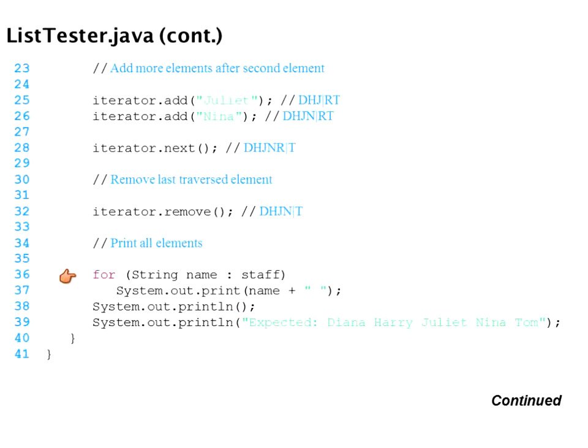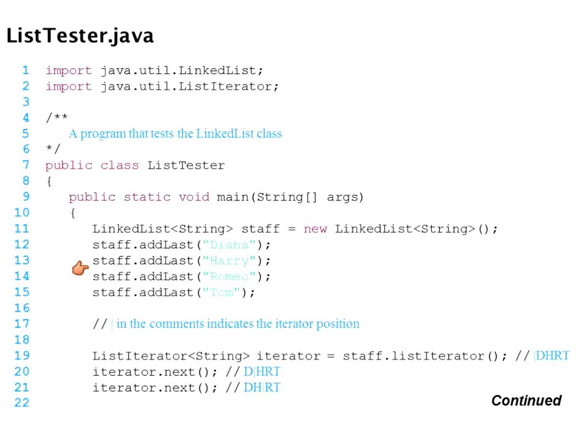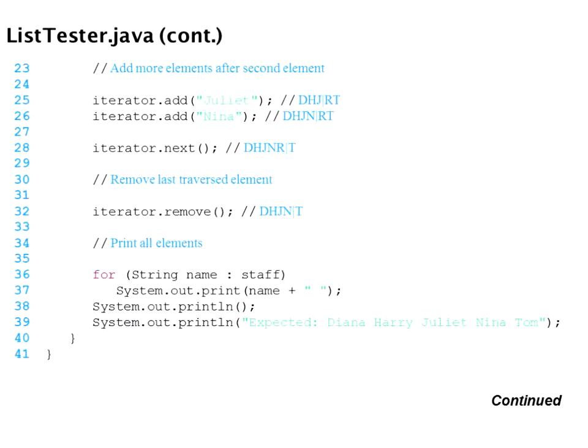Now next is for string name staff. Staff is this one, the instance variable that you have created. Now system.out.print name plus a space, and after that system.out.println expected Diana, Harry, Juliet, Nina, Tom. Now can you please tell me what will be the output of this program when you execute it?